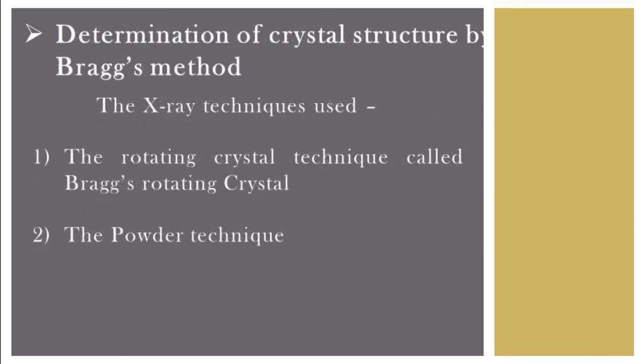Determination of crystal structure by Bragg's method. X-ray techniques are used for the determination of crystal structure by Bragg's method. There are two types of techniques. The first technique is the rotating crystal technique, also called the rotating crystal method. The second technique is the powder technique.